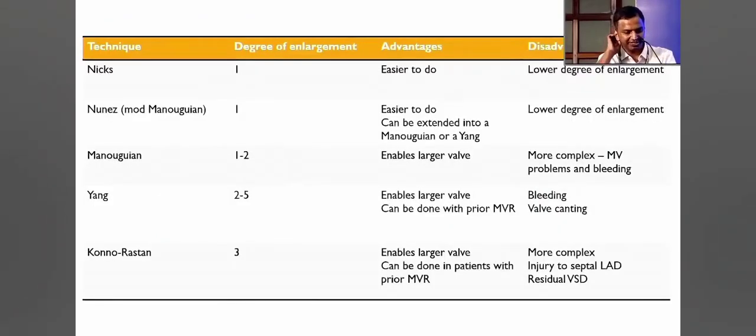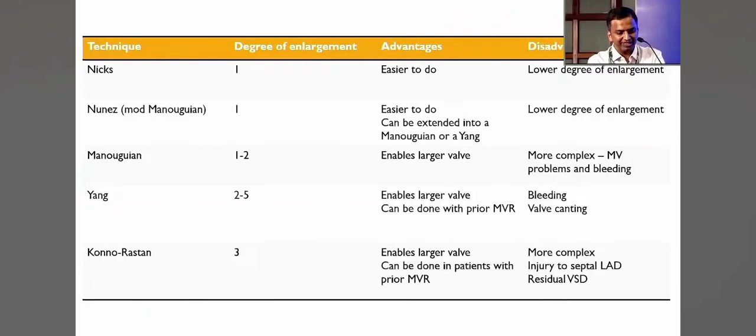So just a quick comparison. If you look at the Nicks and the Nunez, the degree of enlargement is much less compared to the other two. You can generally go up by one valve size, and it's easier to do, but the disadvantage is that you can only go one valve size up. The Manouguian is a little more complicated procedure, but you can go up probably up to 2 valve sizes. It's more complicated, though. You can have mitral valve problems and more chances of bleeding.